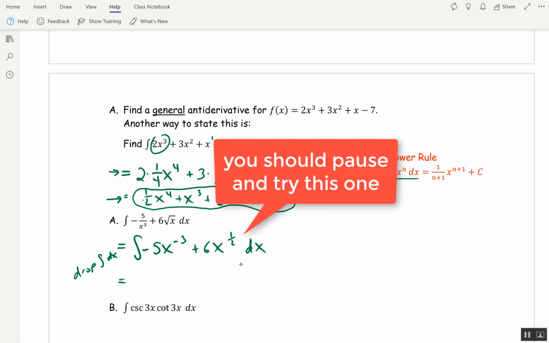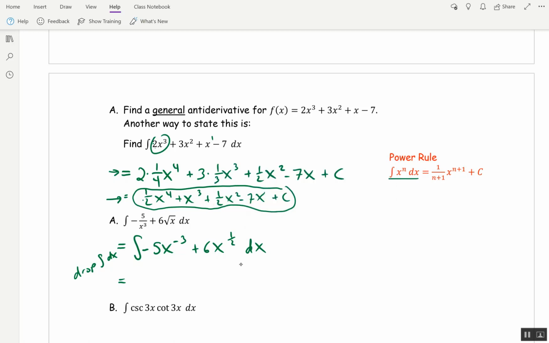So let's do this mentally. Add 1 to negative 3 to get negative 2. Negative 5 over negative 2 is 5/2. Our new exponent is negative 2. Okay, then we're going to go plus 6 times, I'll do this one slowly. So add 1 to 1/2 to get 3/2. Flip 3/2, because 1 over 3/2 is 2/3.